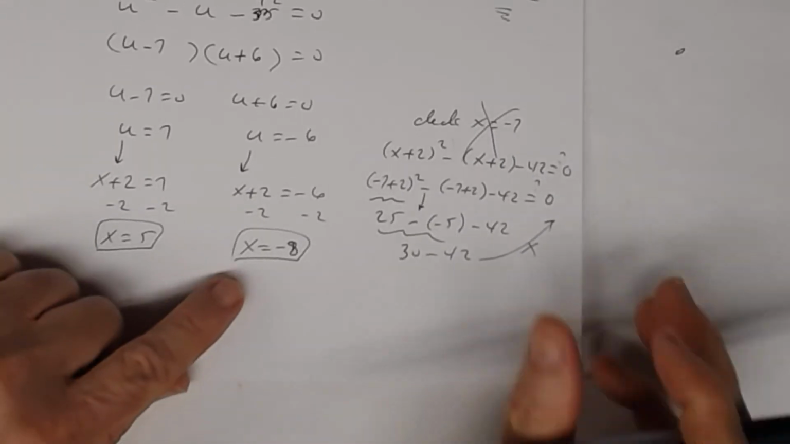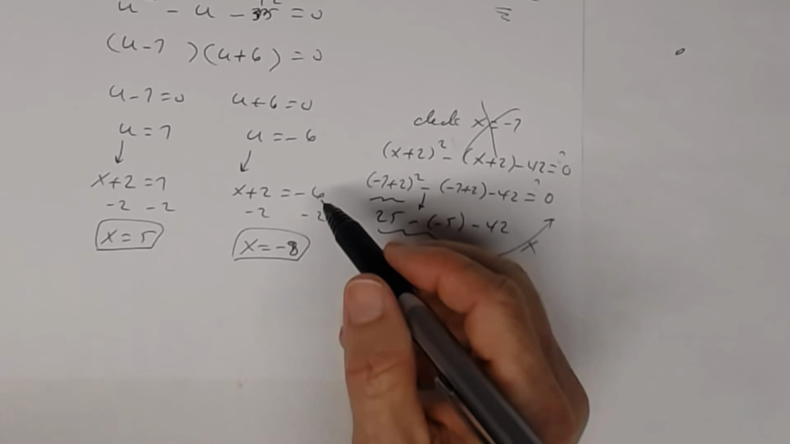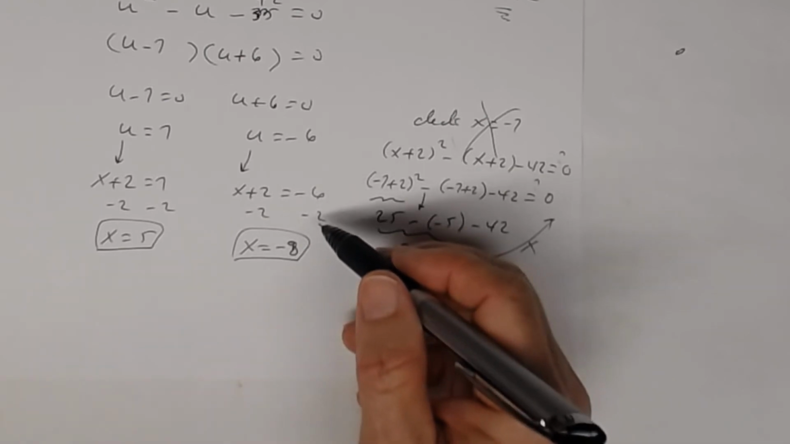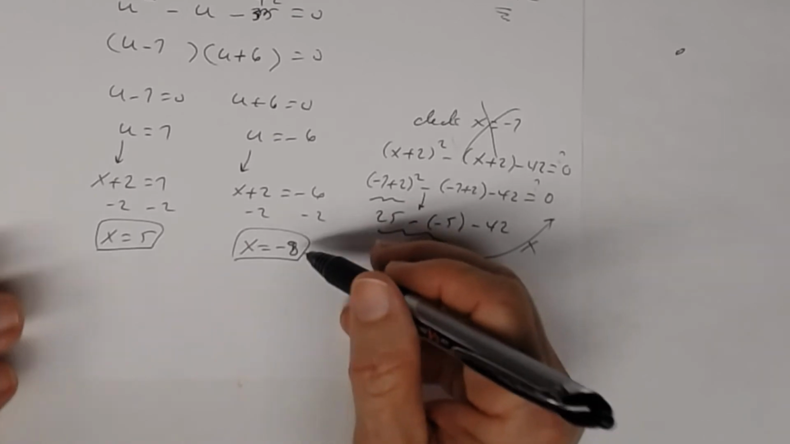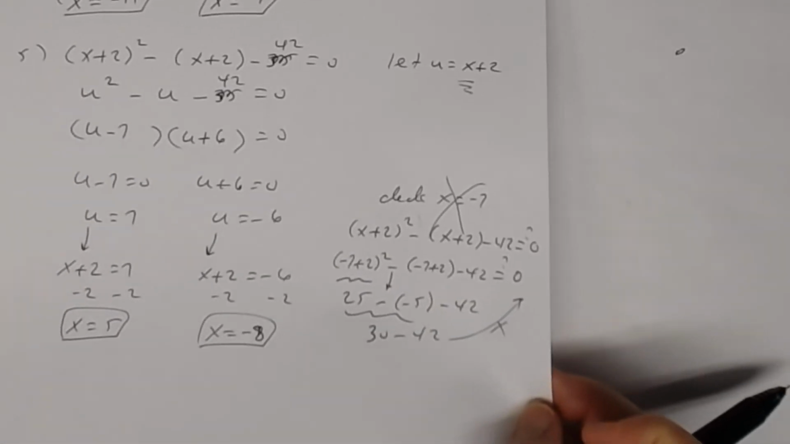All right, so just be careful. When you do things quickly, negative 6 and negative 2 is negative 8, but sometimes you kind of mess up there. So just be careful. All right, so that was number 5. Now I want to do one more, and that one is going to look different than the others.